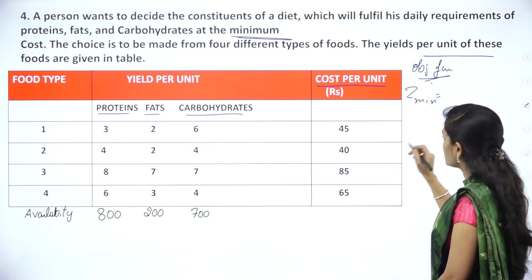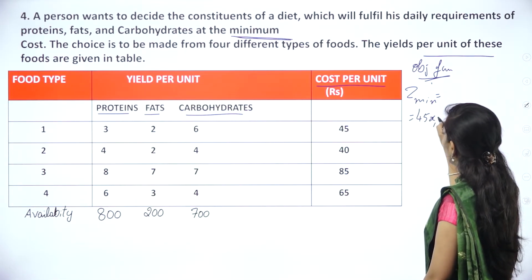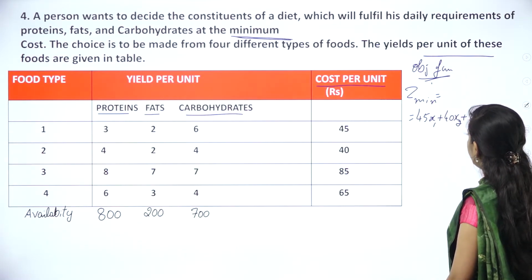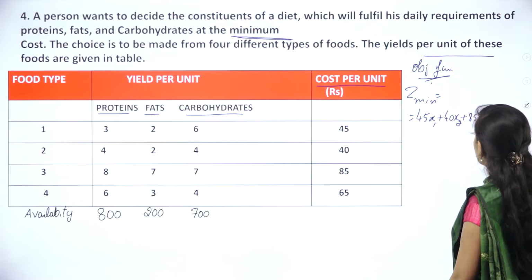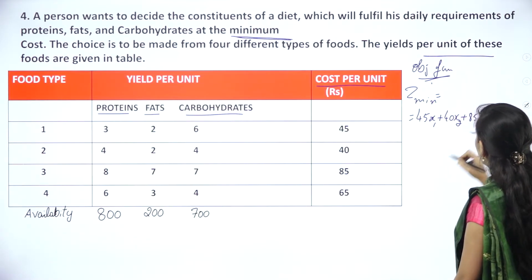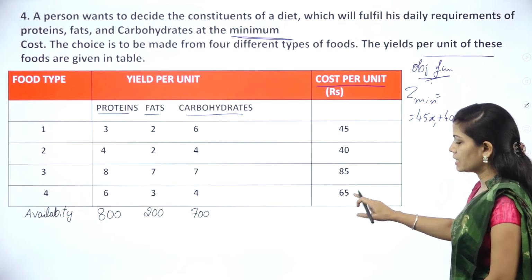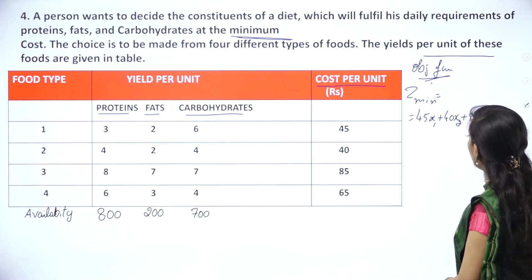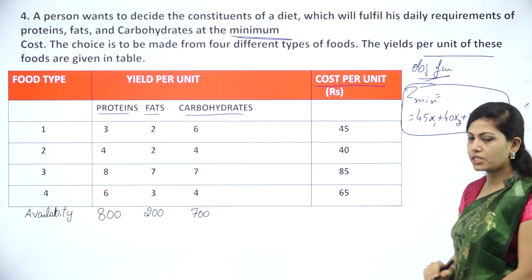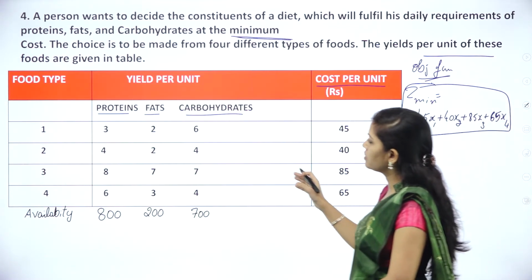So Z-min is equal to 45x1 plus 40x2 plus 85x3 plus 65x4. This is my objective function. So first write the objective function and subject to constraints. Next write the subject to constraints.